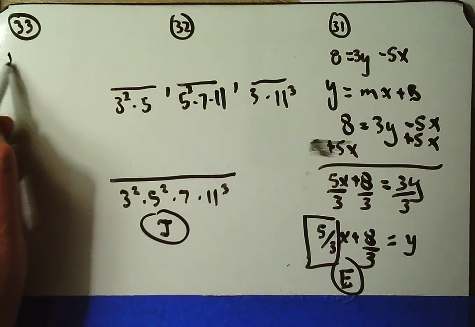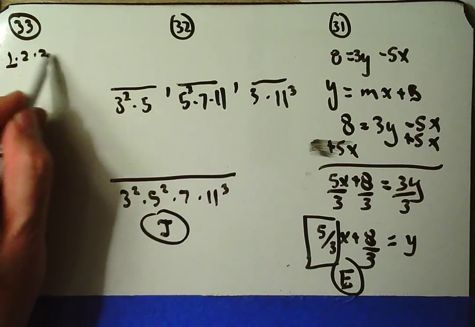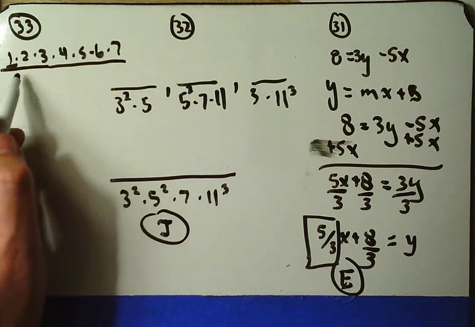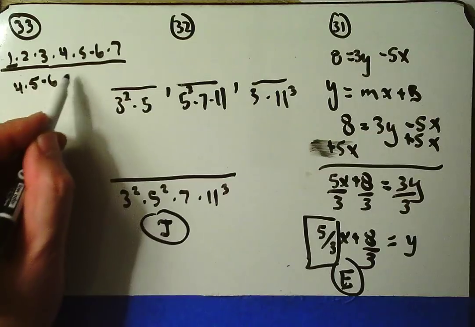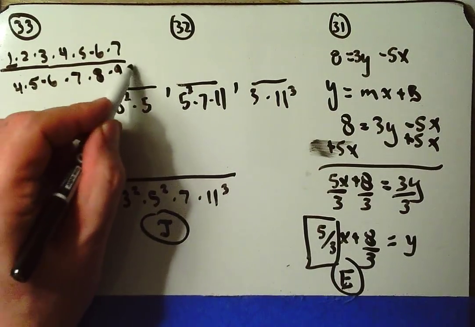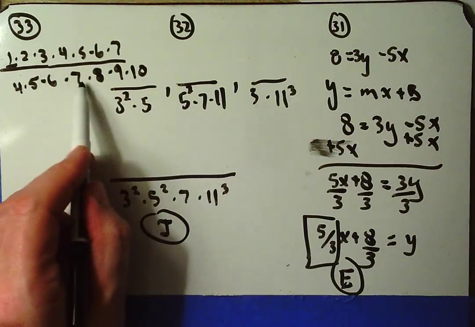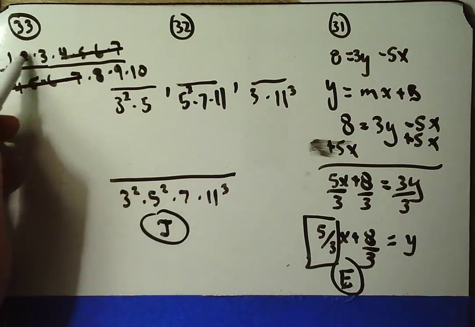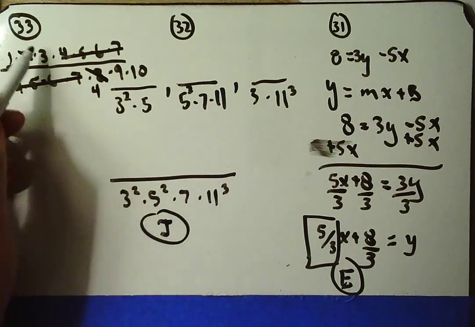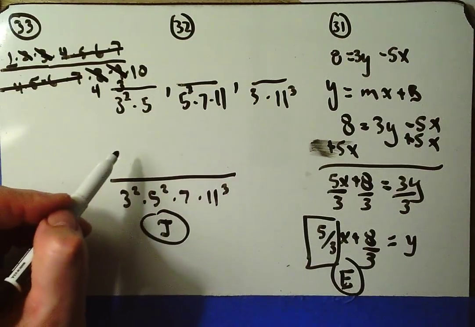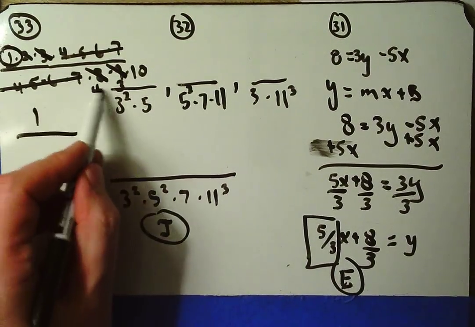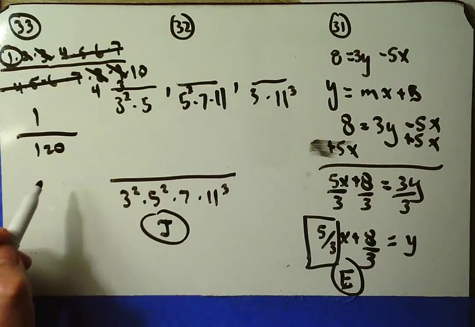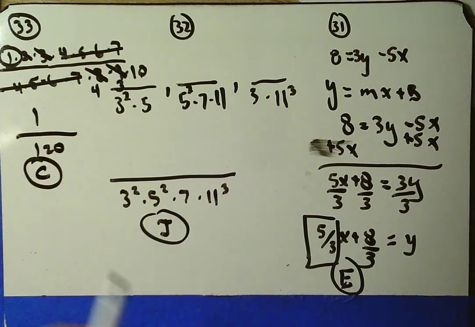says multiply 1 times 2 times 3 times 4 times 5 times 6 times 7 over 4 times 5 times 6 times 7 times 8 times 9 times 10. Well, I see 4, 5, 6, 7, and I see 4, 5, 6, 7, so they'll cancel. And I guess this 2 can cancel a 2 here, and this 3 can cancel a 3 here. So I've got a 1 on top. 4 times 3 is 12, times 10 is 120 on the bottom. 1 over 120 is what I get, and that's choice C.